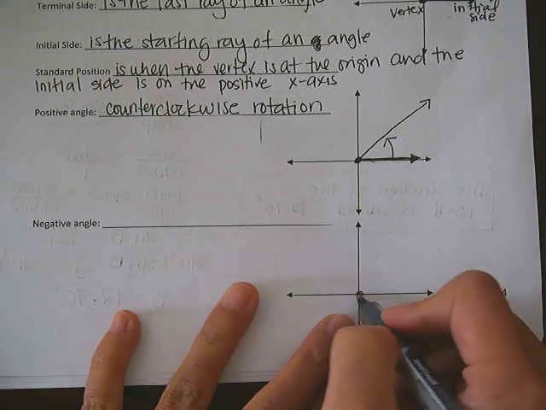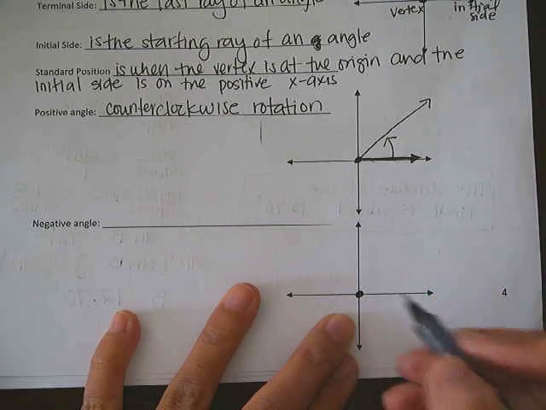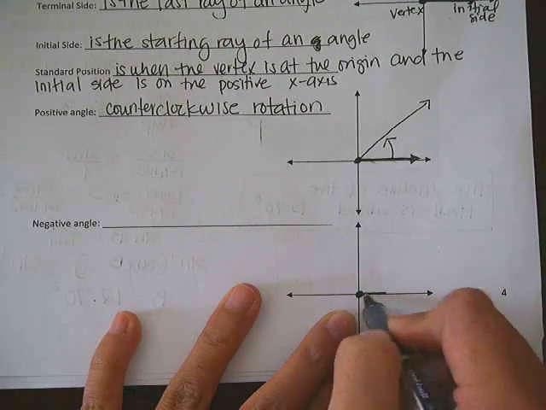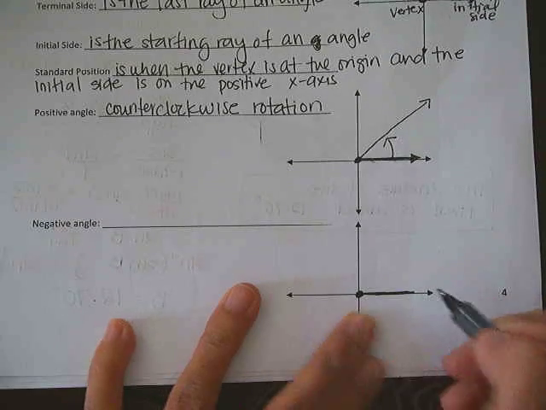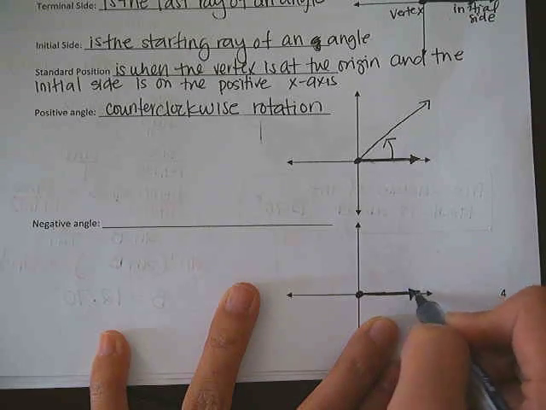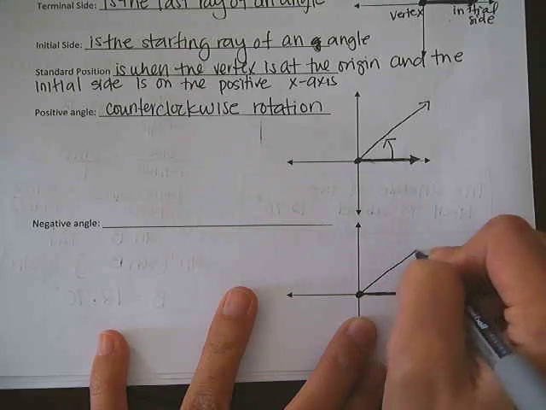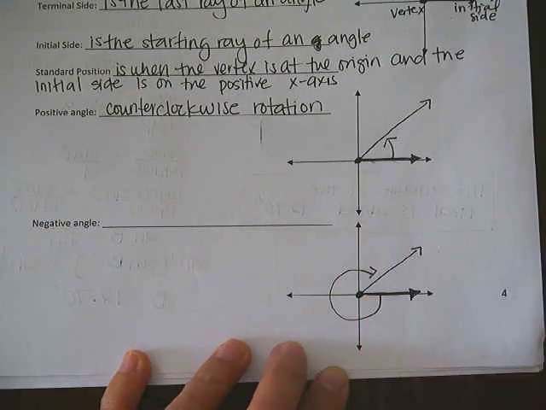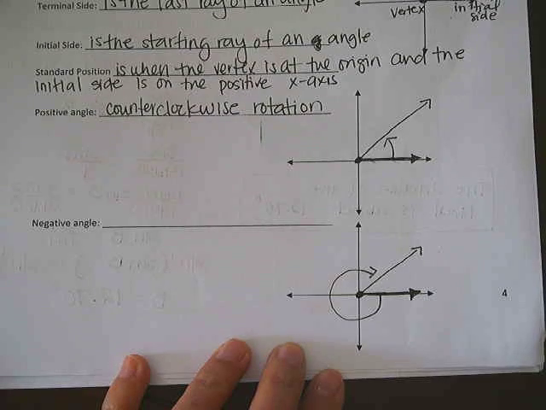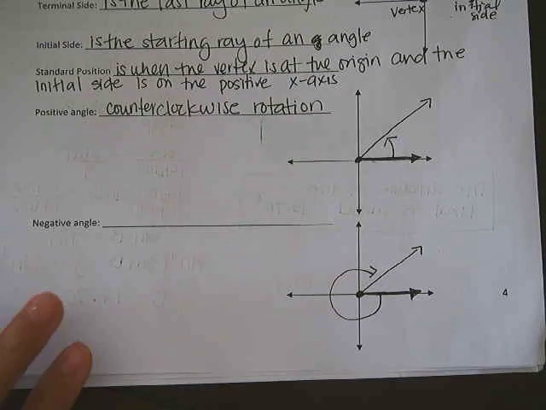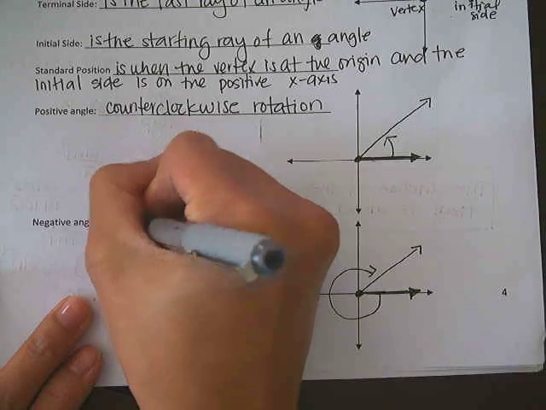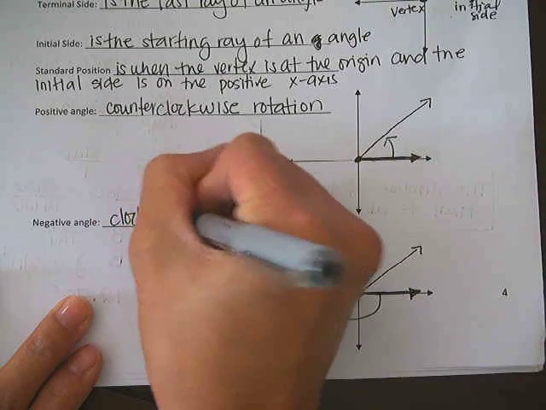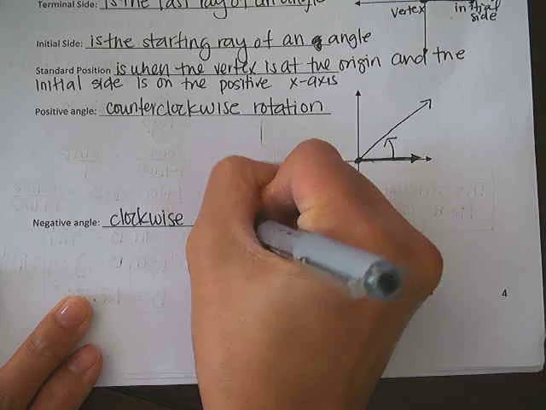Then the next one is going to be the negative angle. So again, I'm going to draw it in standard position. That means I'm going to have my vertex at the origin, the initial side on the positive x-axis. And if I were to do a negative angle, I'm going to go this rotation. What direction is that? It's definitely clockwise. So negative angle is clockwise rotation.